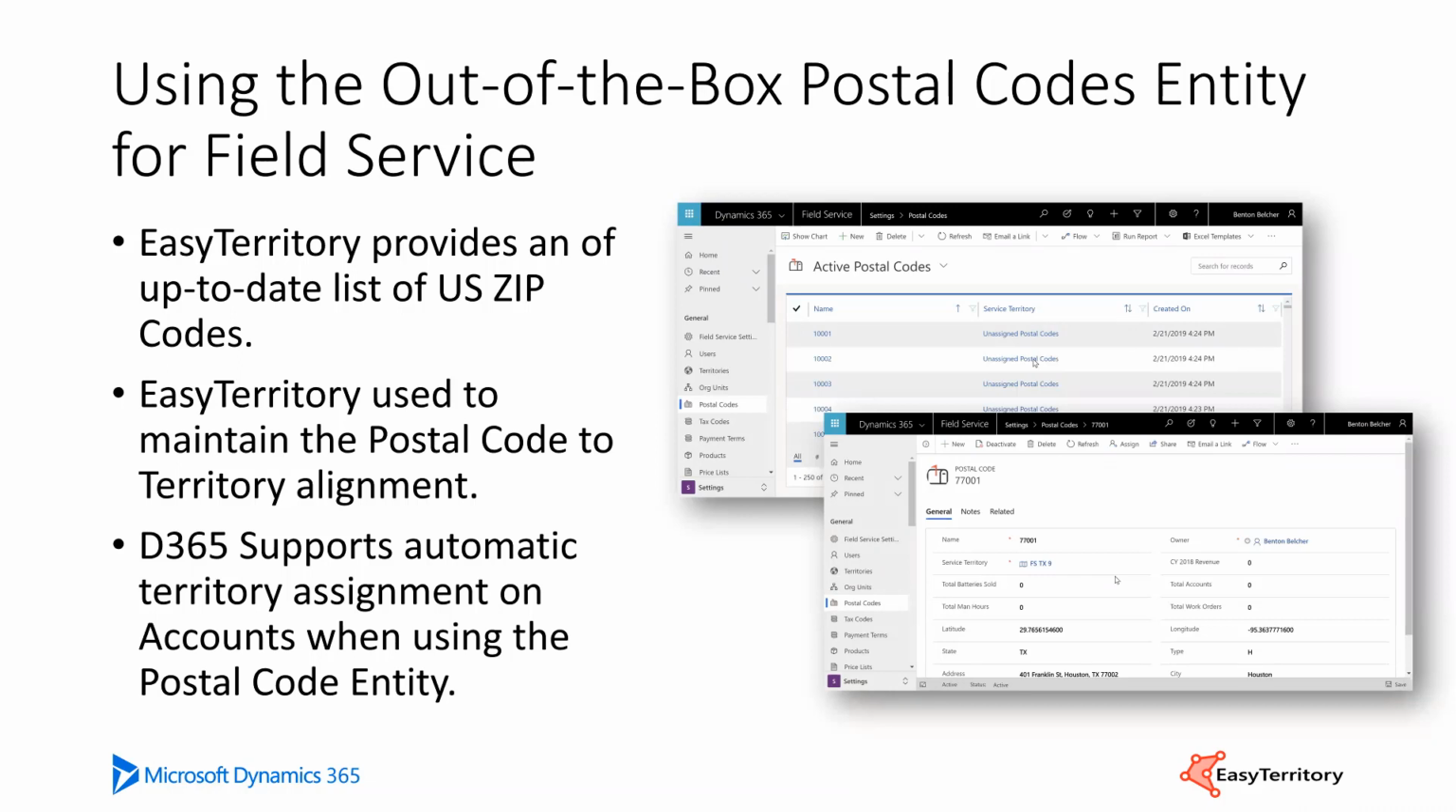With the postal code, or with EasyTerritory, we provide a master list of all US zip codes. We keep it up to date quarterly. And it's got about 40,000 records in it, and it includes latitude, longitude, state, city. If it's a special zip code, like a building that's its own zip code, or a mail sorting facility, or a post office box. So we provide that information to load into the out-of-the-box postal code entity that doesn't have any data in it by default.